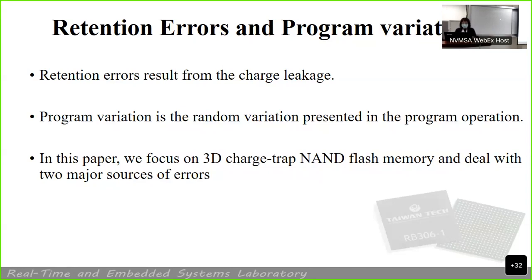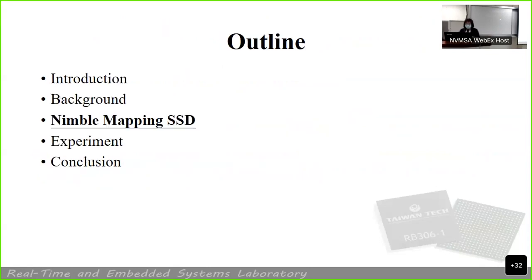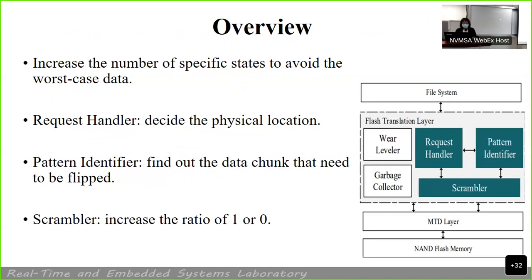In this paper, we focused on 3D charge trap NAND flash memory and dealt with two major sources of errors. The first one is retention error, and the second one is program error. Then we introduced the Nimble Mapping SSD, which we call NMS, which is the main method of the paper. The figure shows the system architecture of the proposed Nimble Mapping SSD. The goal of the design is to increase the number of specific states to avoid the worst case data.